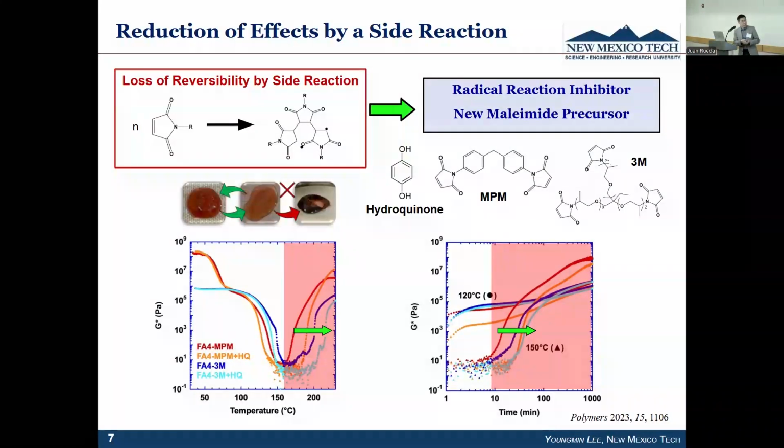So by this, we can retard the onset of the side reaction efficiently. So 20 to 30 degrees Celsius postponed. In the time domain, we can retard it twice or 3 times. So without anything, this side reaction onset is less than 10 minutes, but by adding the radical inhibitor and using the new maleimide precursor, we can retard the onset to after 30 minutes. Okay? That is the second project.